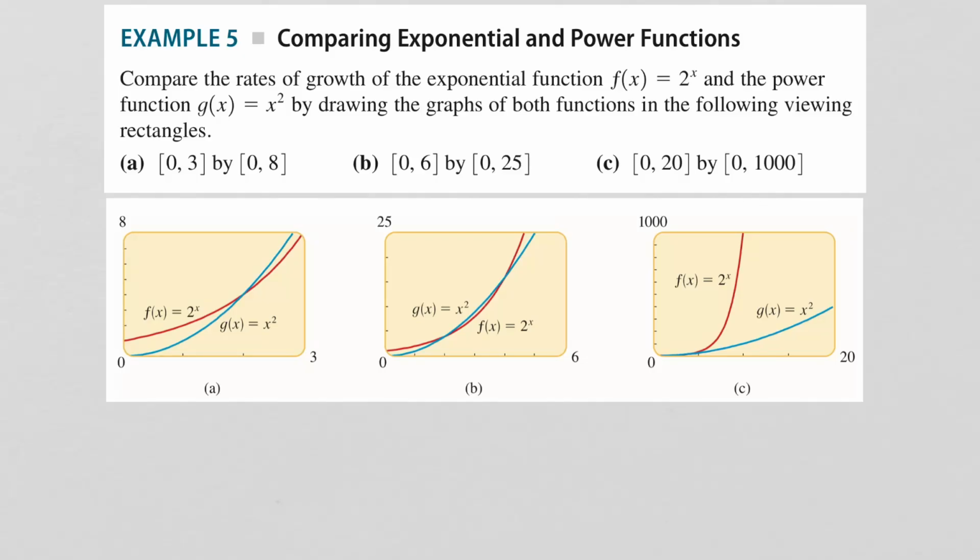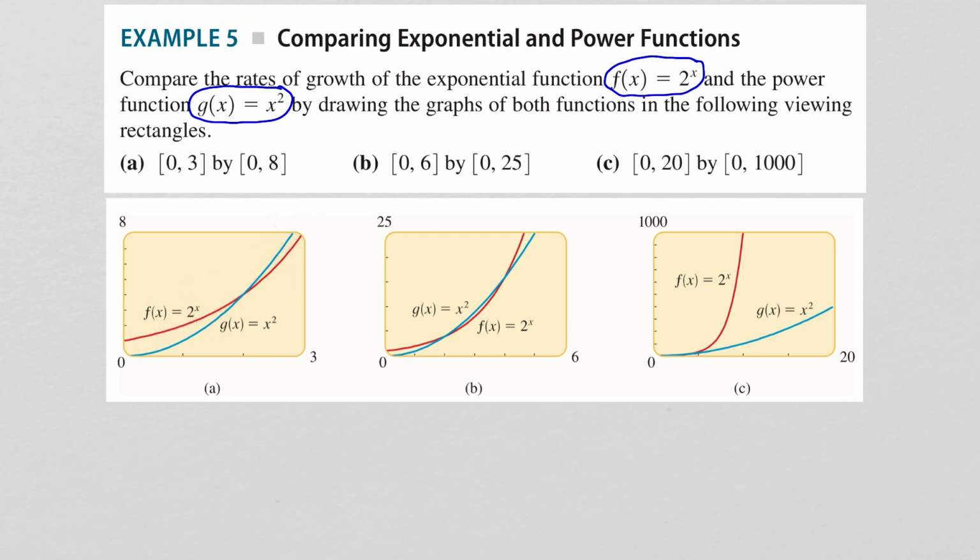In the next example, we compare exponential and power functions. Specifically, we're going to take the exponential function 2 to the x, and we're going to compare it to the quadratic function x squared. So what we want to do is graph both of these functions on different viewing rectangles. So in the first graph, we want to graph for x values between 0 and 3, and for y values between 0 and 8. And you'll see you have your quadratic function y equals x squared here, and you have your exponential function y equals 2 to the x here.